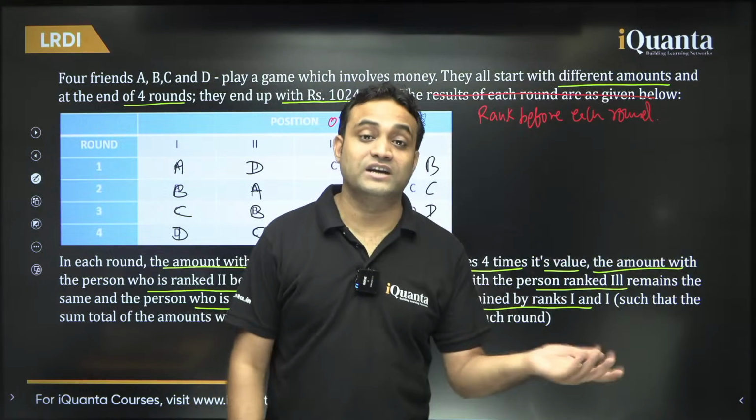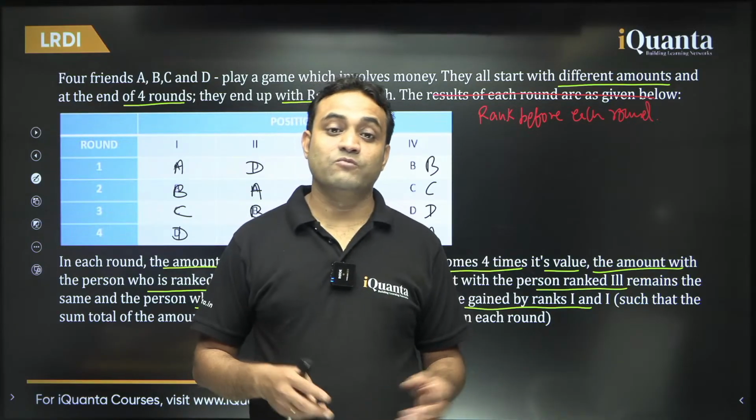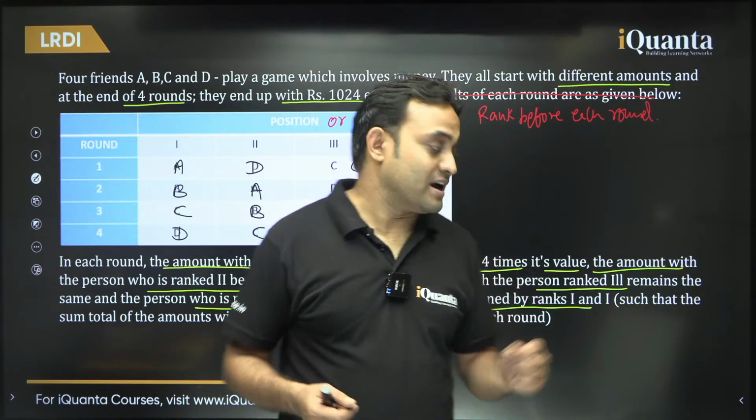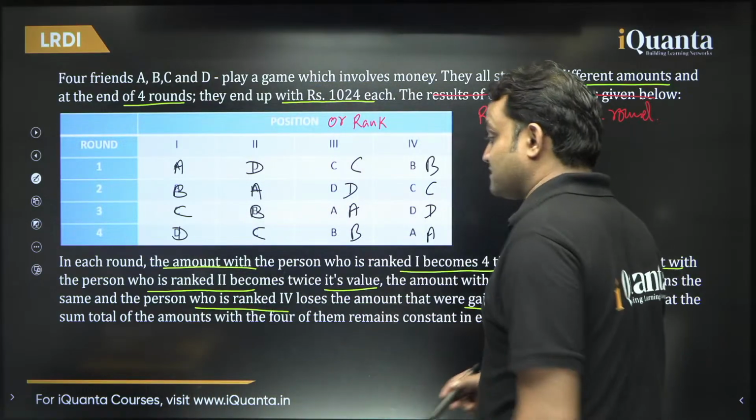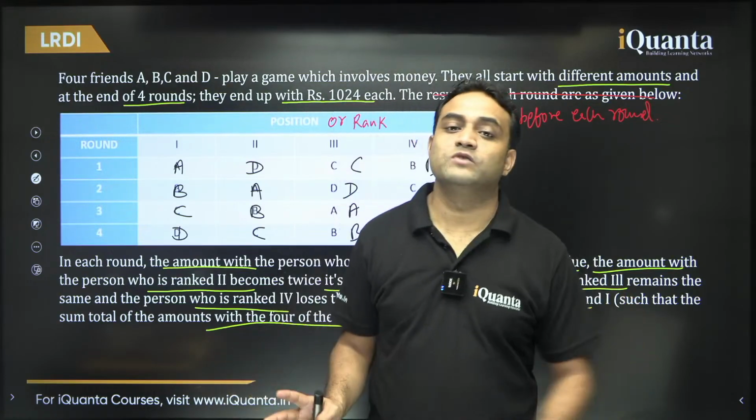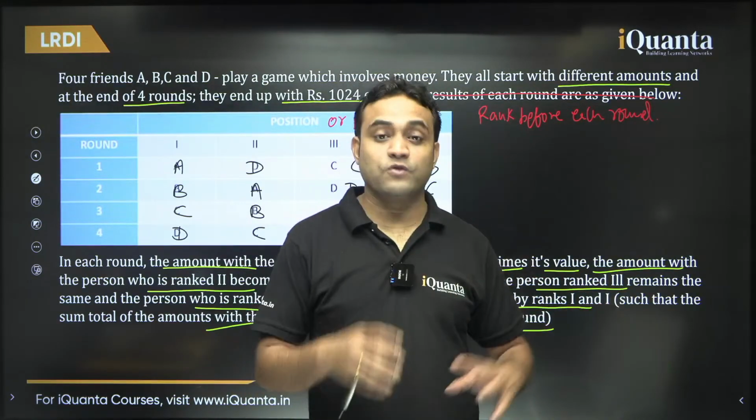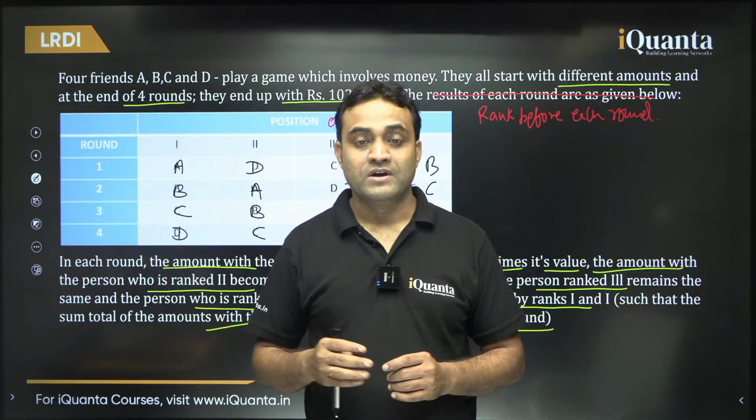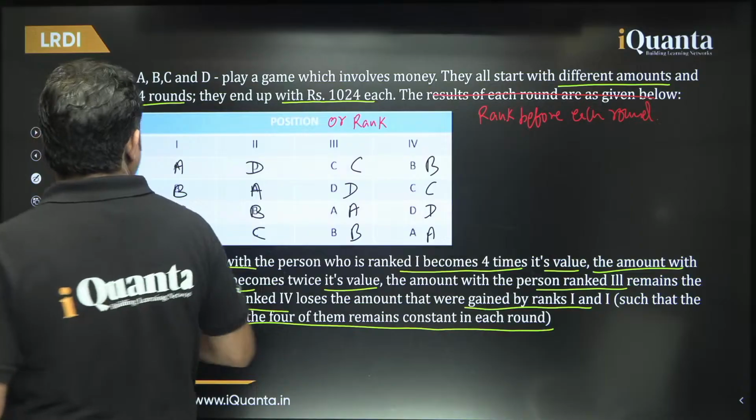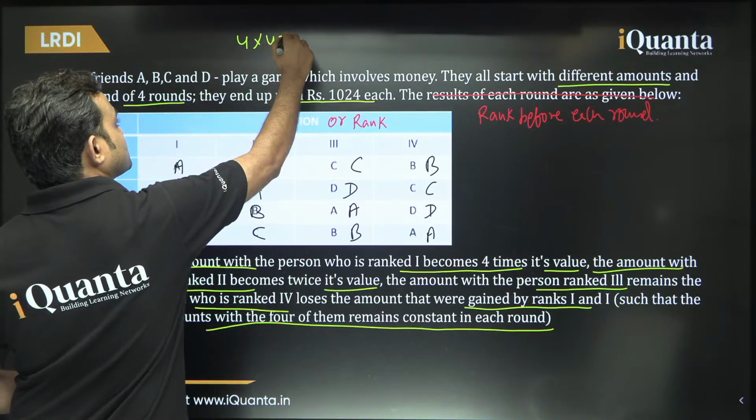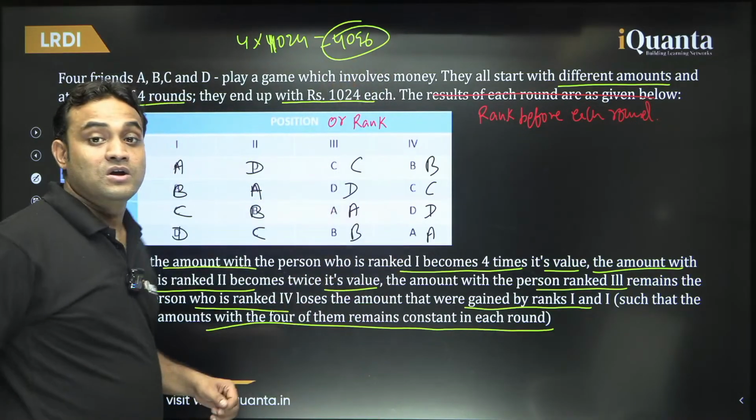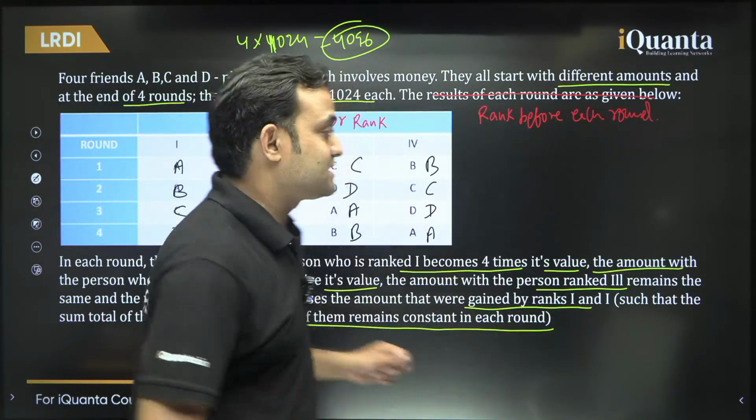So if ranks 1 and 2 are gaining some money, someone should be giving that money, right? And that money is given by rank 4th, such that the sum total of amounts with the 4 of them remains constant in each round. Of course, the sum will be constant because there is no cash inflow or outflow. So the total amount with them will always be 4 into 1024, which is 4096 rupees.